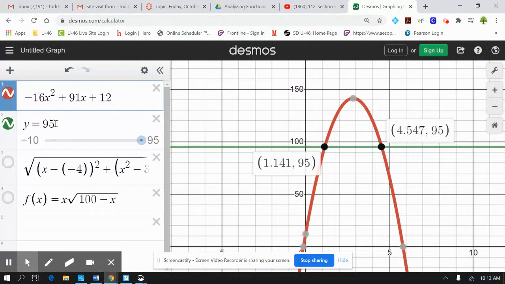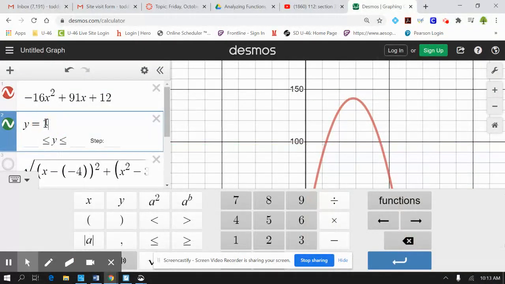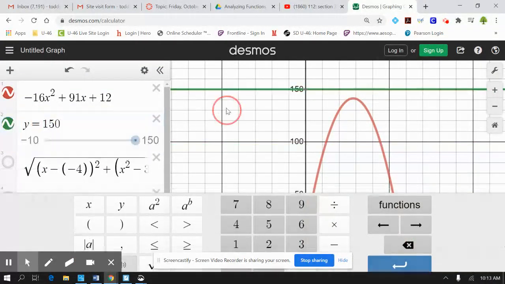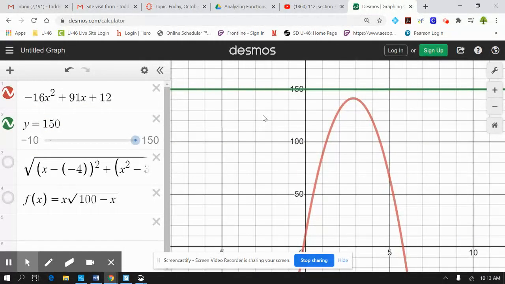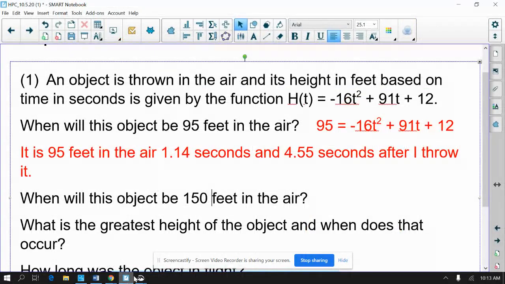When will this object be 150 feet in the air? Well, let's get rid of 95 and let's just replace this with 150. And what do you say? This will never be 150 feet in the air. Its maximum does not reach 150. So that means 150 is not in the range of this function. And the range of this function is the height of the object. So this object will never be 150 feet in the air.